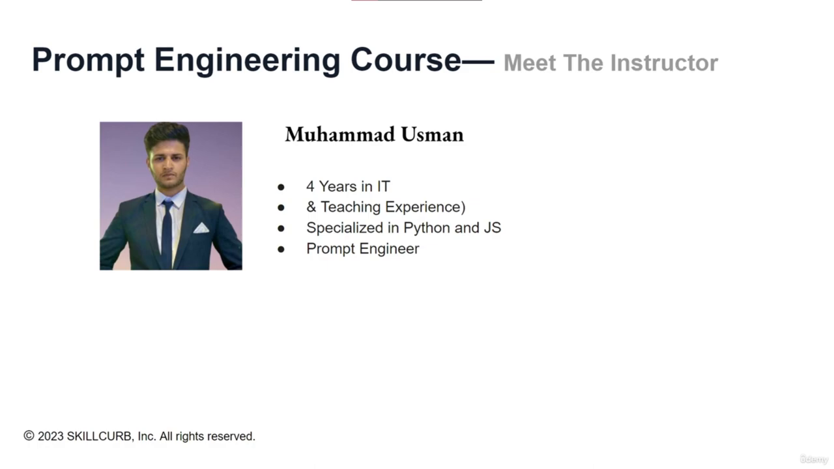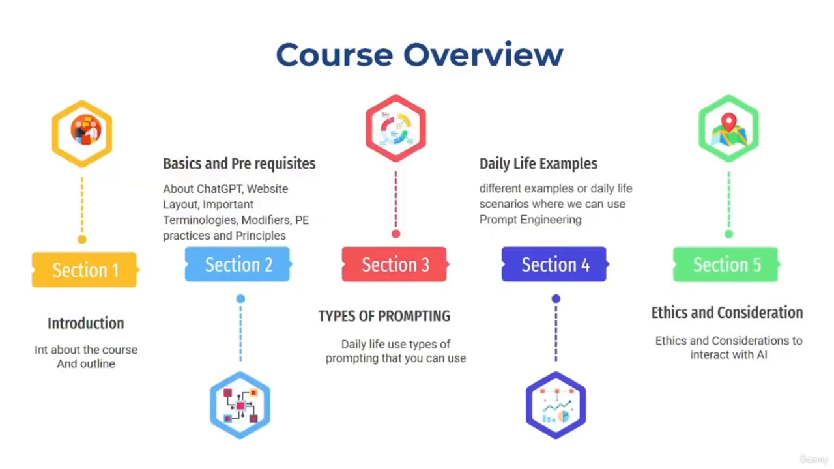Let's quickly discuss the course overview. What exactly are we going to be learning in this course? We have 5 sections. First of all, we'll start with a brief introduction about the course and the outline. Then we have the basics and prerequisites, which will include everything about ChatGPT, its website layout, and some of the important terminologies that you need to know before getting started with prompt engineering. And then we'll see some of the modifiers as well, prompt engineering practices and its principles.